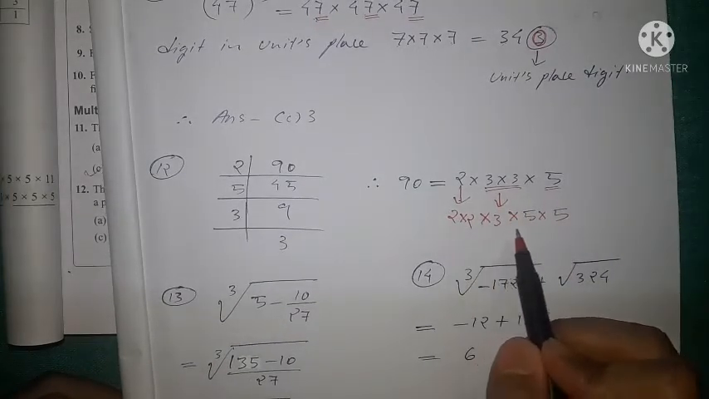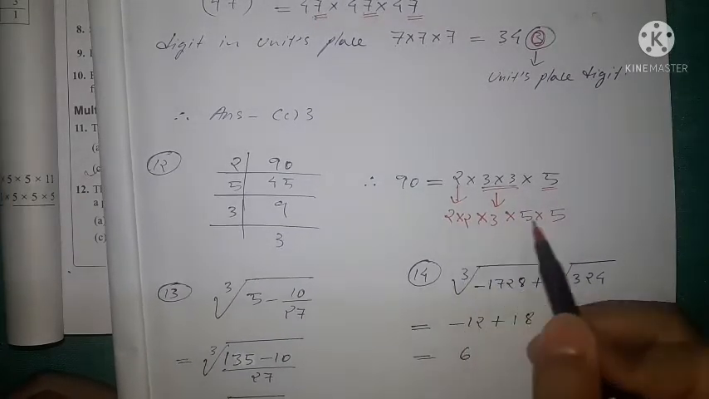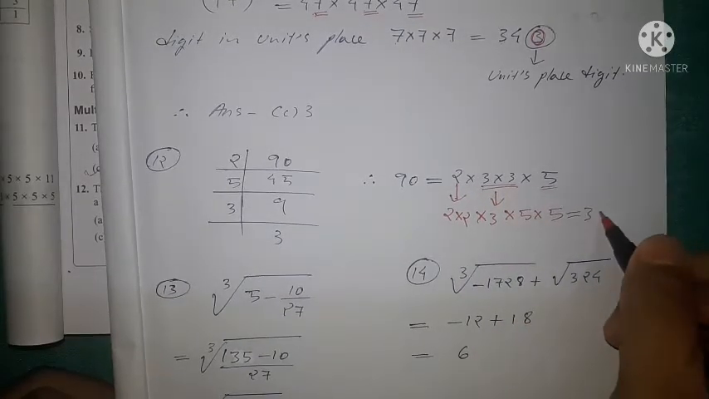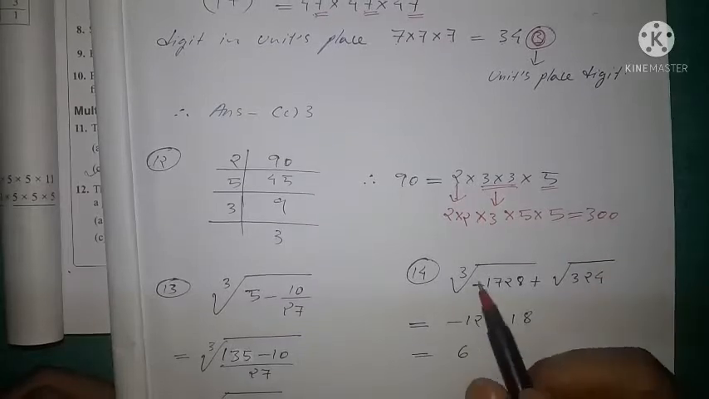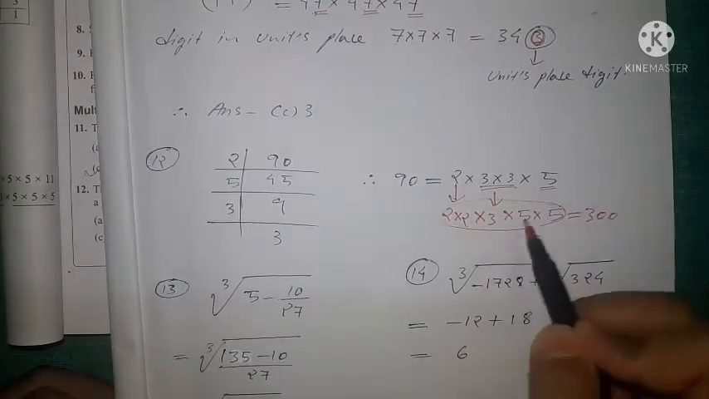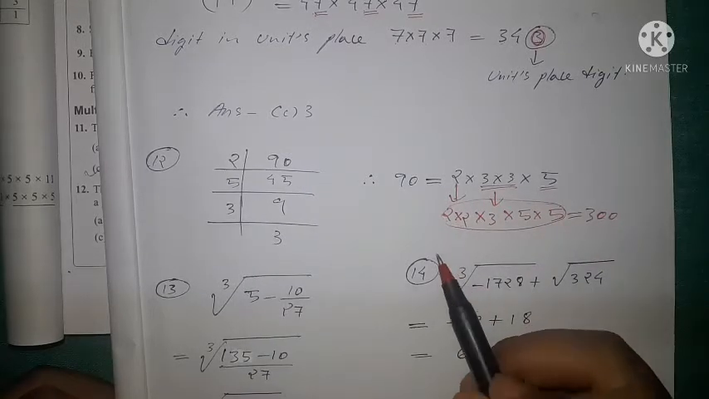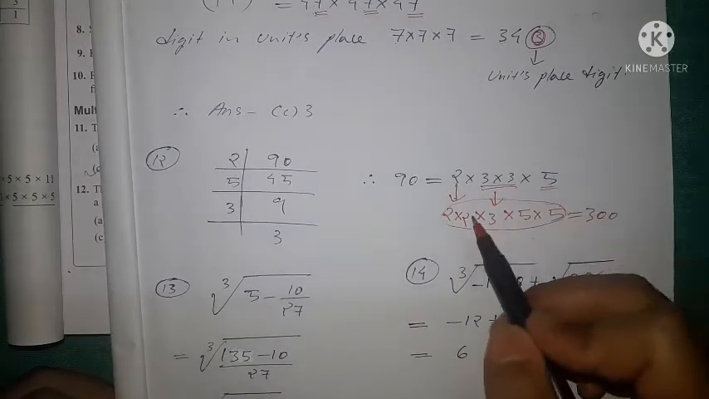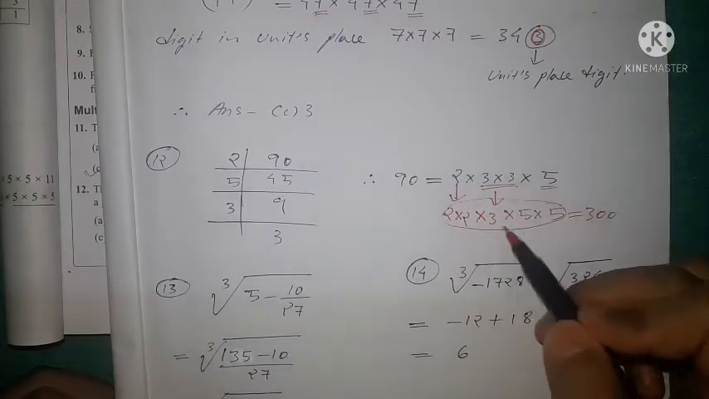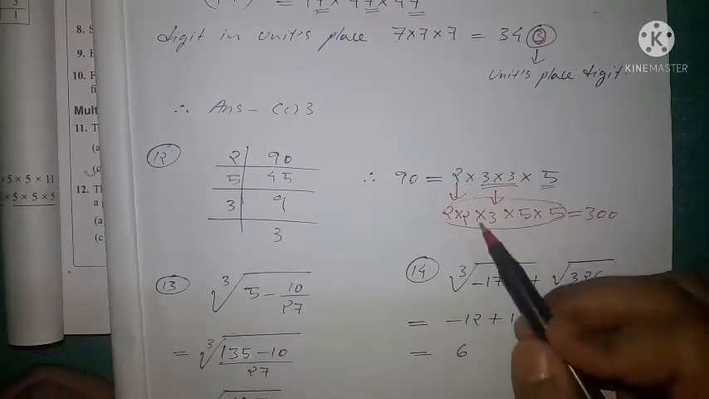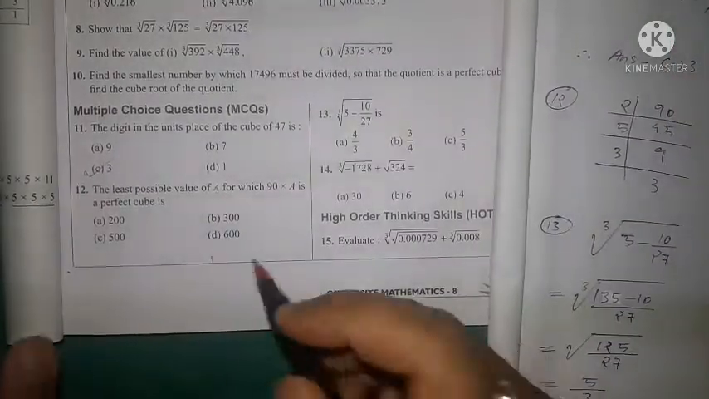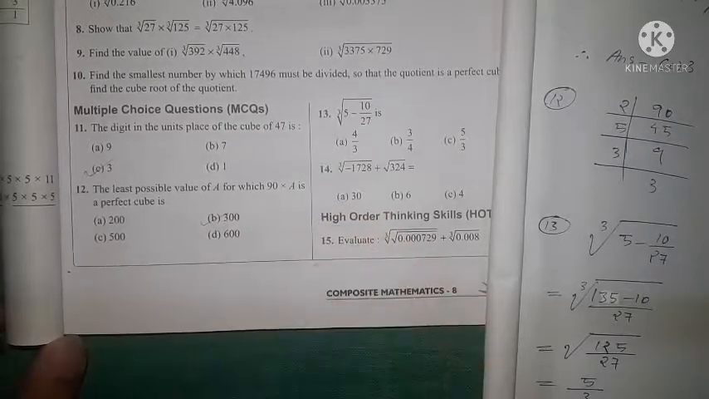So if we multiply all this, 2 5's are 10, 2 5's are 10, 10 into 10 is 100, 100 into 3 is 300. So the answer is 300. If we multiply this with 90, we will get a perfect cube, since it will form groups: three 2's, three 3's, and three 5's will be there. Therefore it will become a perfect cube. So the answer is 300, that is option B.